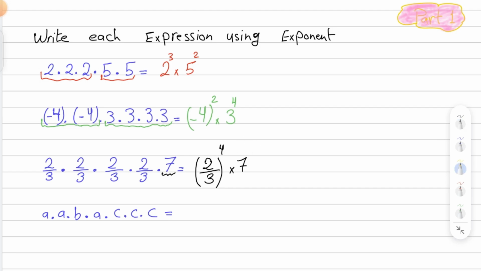The last example. Here we have an algebraic expression. It's the same as before. We have a multiplied 3 times by itself. So we're going to write this as a cubed. We have 3 c's. So we're going to multiply this by c raised to the third power, times b. And again, no need to put the 1. That's it for the first part.